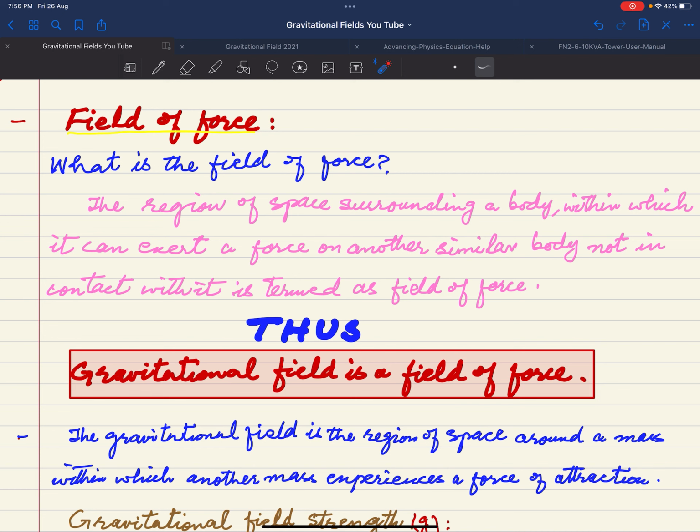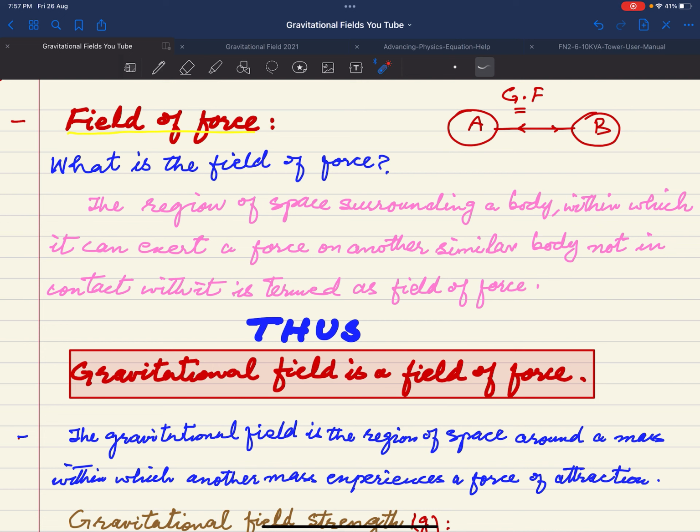When two bodies are not touching each other, say you have two masses, body A and body B, there is a force of attraction between them, which is termed the gravitational force. So the field of force is basically the area or region where you have the gravitational force. This is very, very important. Remember that here we have mentioned another thing, a similar body.